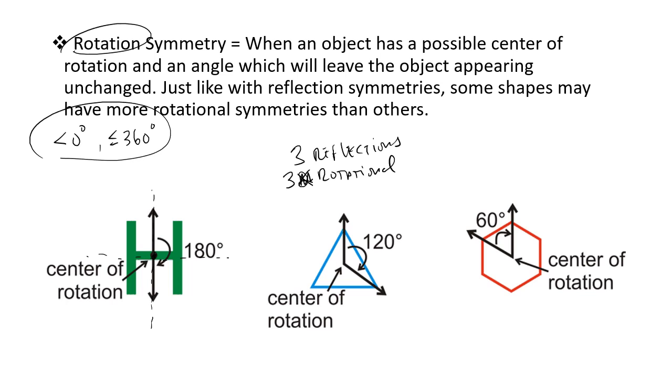I know it seems like a strange thing to count either not doing anything or the full turn as a symmetry, but it keeps the numbers symmetrical, ironically. So it keeps them nice and balanced. So that is a symmetry to keep in mind in your rotation symmetries.